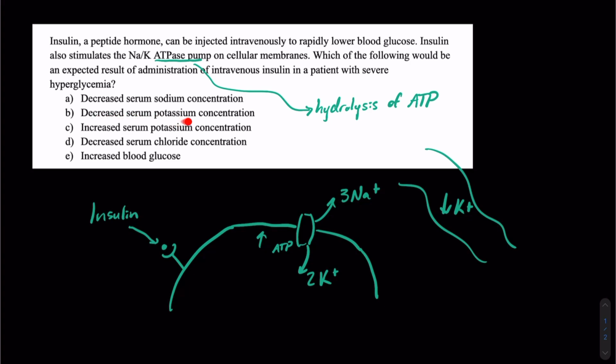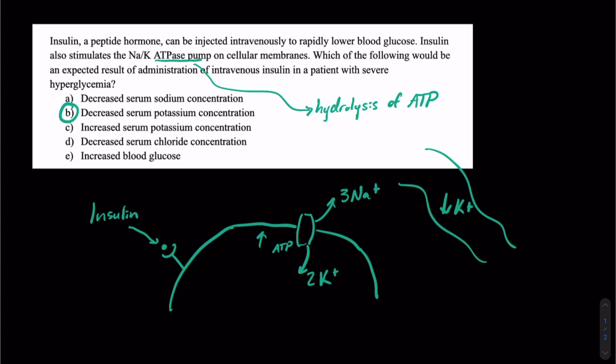Decrease serum potassium concentration. That sounds pretty good. Serum is a part of the blood that doesn't contain cells or clotting factors and that we're measuring in the lab. And that's going to be reduced here because where is it going? It's going inside the cell. So B looks like our best answer and is our correct answer.